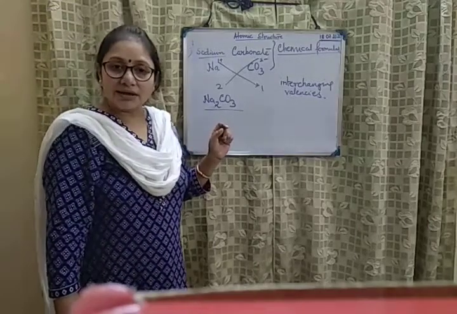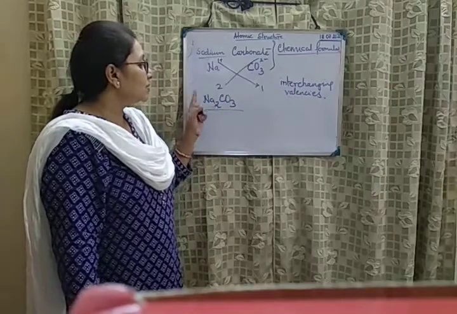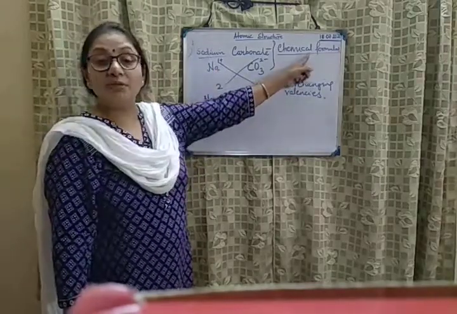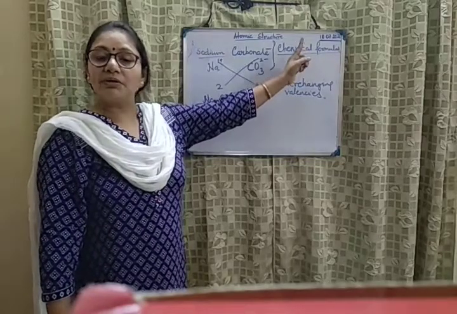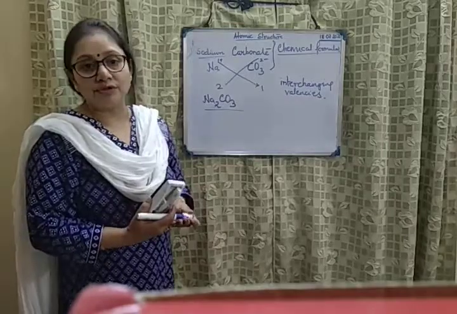Study the chart, children. It is very important to remember these symbols and valencies in order to write the chemical formulas correctly. Because if you are able to write the chemical formulas, later it will be very easy for you to write the chemical equations.